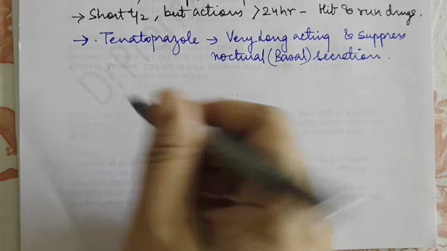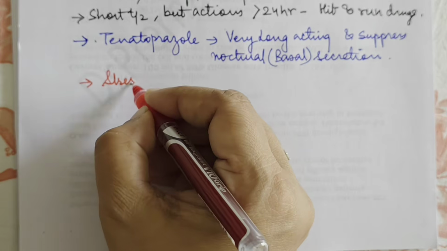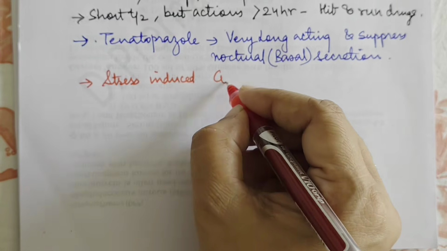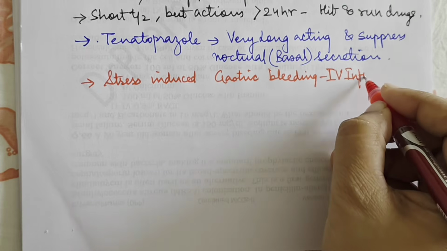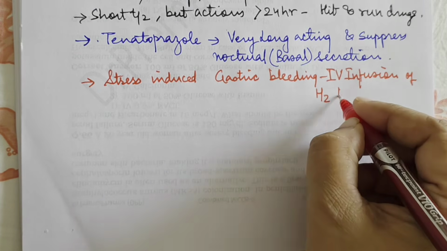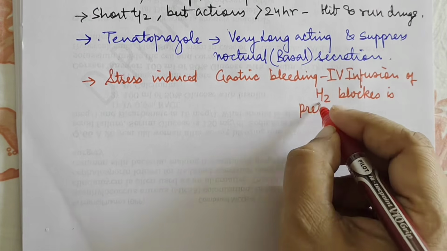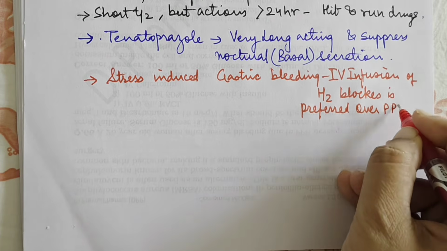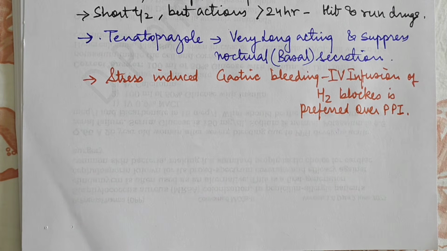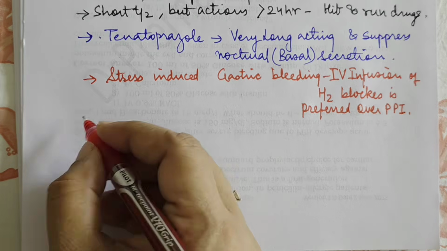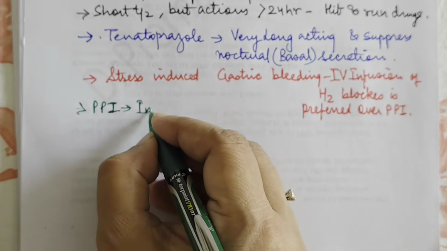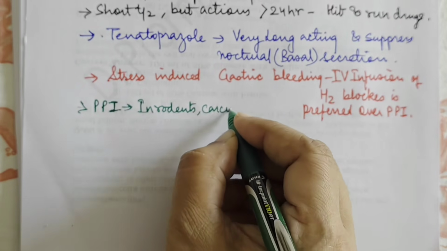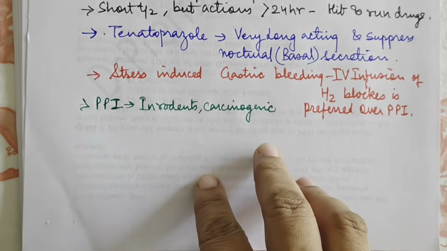Then a very important point here I would like to add is that in stress-induced gastric ulceration and gastric bleeding, it is found that IV infusion of H2 blockers is preferred over PPI. So please remember this point, that when there is a stress-induced gastric bleeding, then IV infusion of H2 blockers is preferred. Now if we see about the side effects, PPIs don't have much side effect, but in rodents it was seen that they were carcinogenic, but similar kind of effect is not seen in adults.